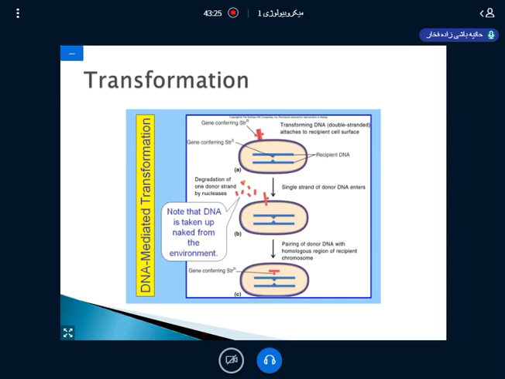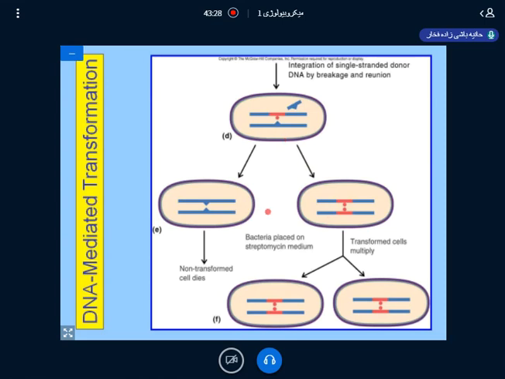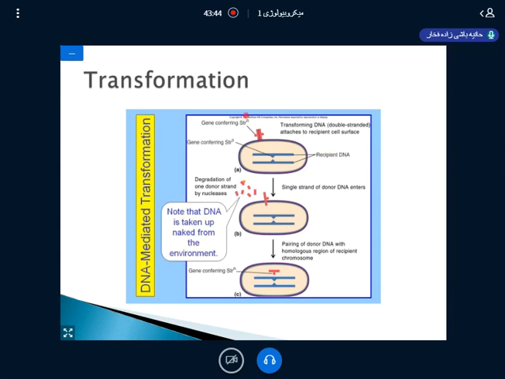Okay, transformation. In transformation, what happens? Look here. This is one DNA, with integration of single strand donor DNA by breaking. From this slide, please look here. This is one bacteria, and this is DNA from another bacteria. Do you understand? We want to insert this DNA into our bacteria and have mutation of our DNA with foreign DNA or another DNA. Do you understand? Look here.